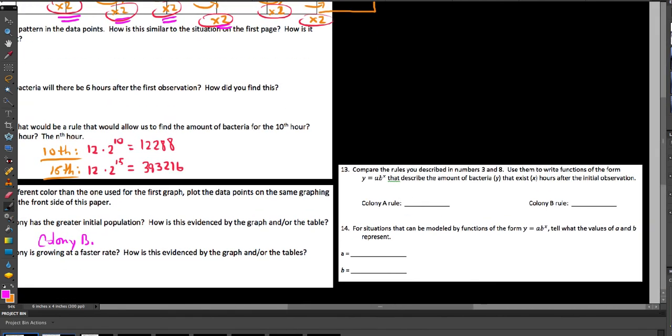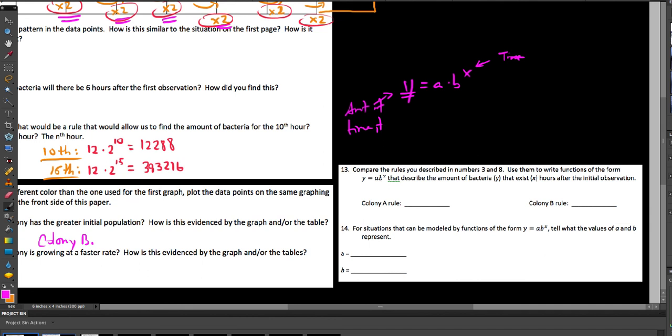And it says compare the rules that we described in numbers 3 and 8 and then use them to write functions of the form y equals a times b to the x that describe the amount of bacteria y, so this is our amount of bacteria here, that exist x hours after the initial observation. And so this x variable is kind of like our time here. It is our time, guys. And then this is the amount at time t. Okay, this y variable here. So could we write a function that would look like this?